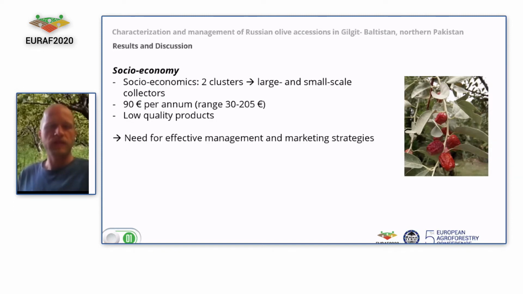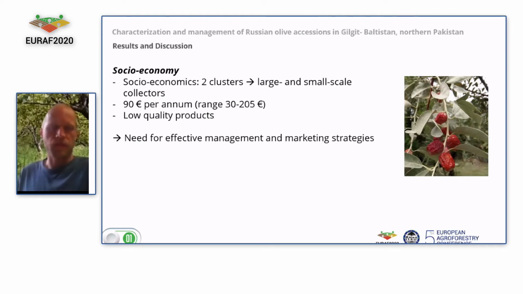On the socioeconomic side, we could somehow distinguish between large and small scale collectors, so people that really have a big stake in collecting and trading these plants or the fruits later on markets. But in general, the range we observed, 30 euros to 205 euros on average per year, is rather a small income for this region. So it's just a side income for the season when the fruits are available.